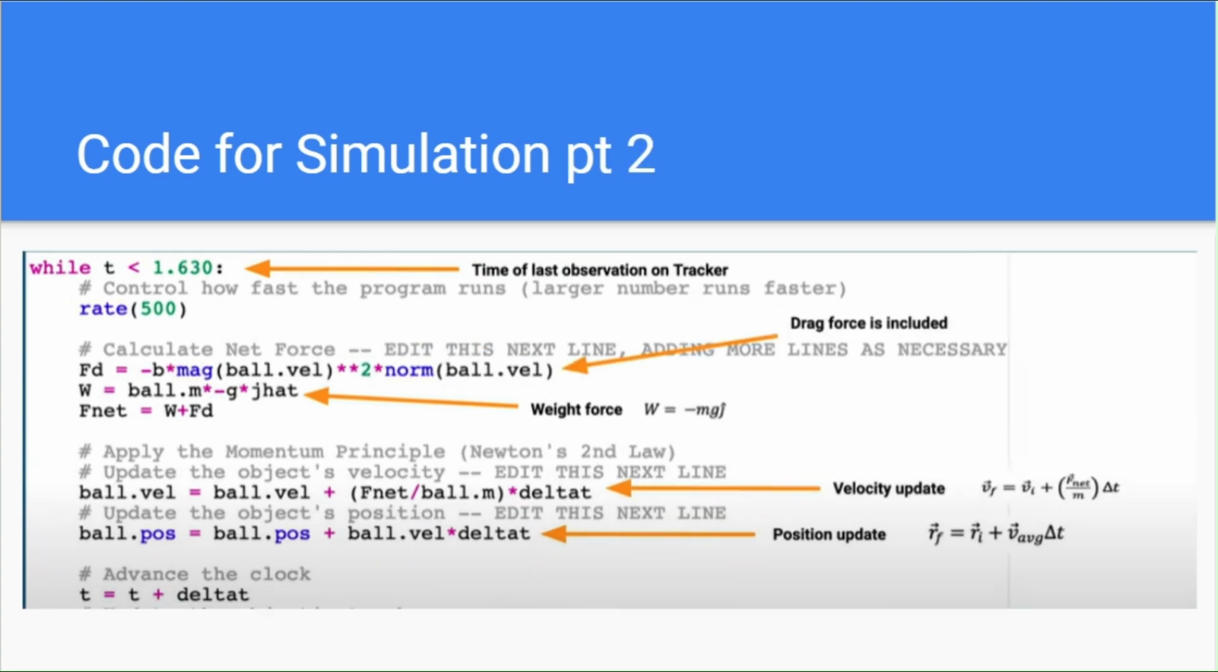Now, this is the next time jump, which is the time of lapse observation of the tracker, and the drag force is included in this computation, and the weight force stays the same. The velocity update and position update stay the same with the new position.